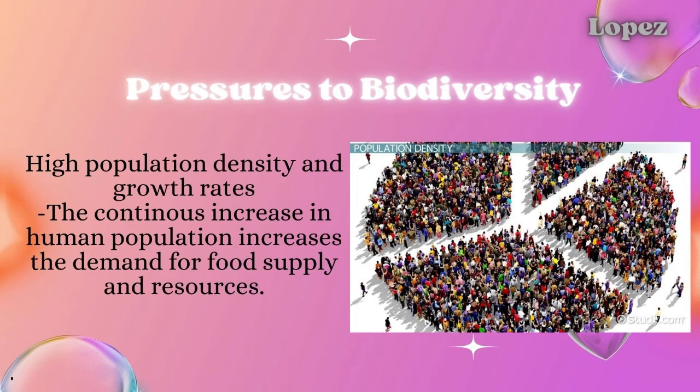High population density increases the demand for land, water, food, and energy, leading to the conversion and fragmentation of natural habitats. Urban sprawl, agricultural expansion, and infrastructure development often result in the loss of biodiversity-rich ecosystems such as forests, wetlands, and grasslands. Habitat fragmentation isolates populations, reduces genetic diversity, and disrupts ecological processes such as migration, pollination, and seed dispersal, leading to declines in species richness and abundance.